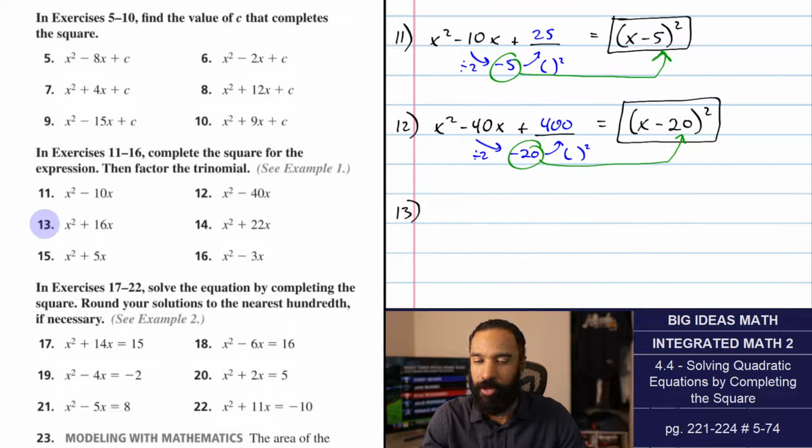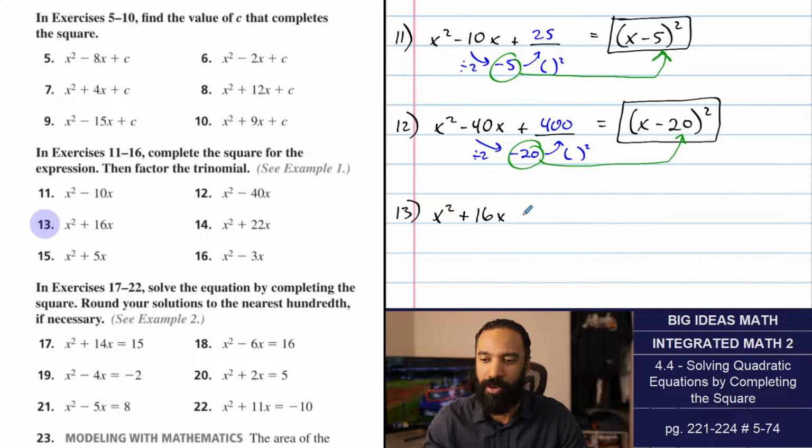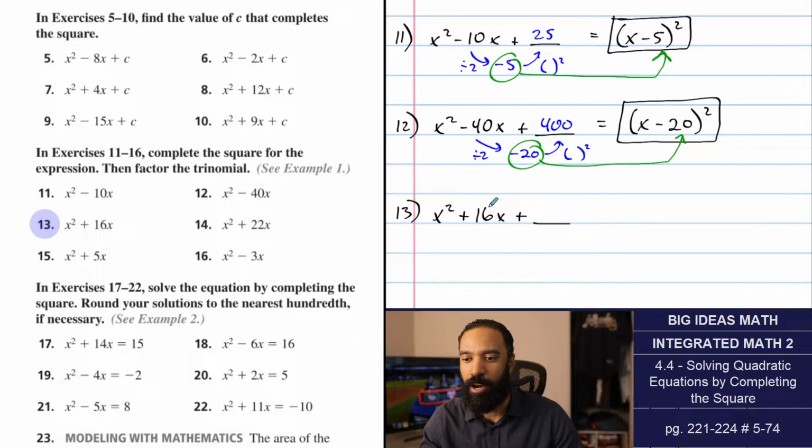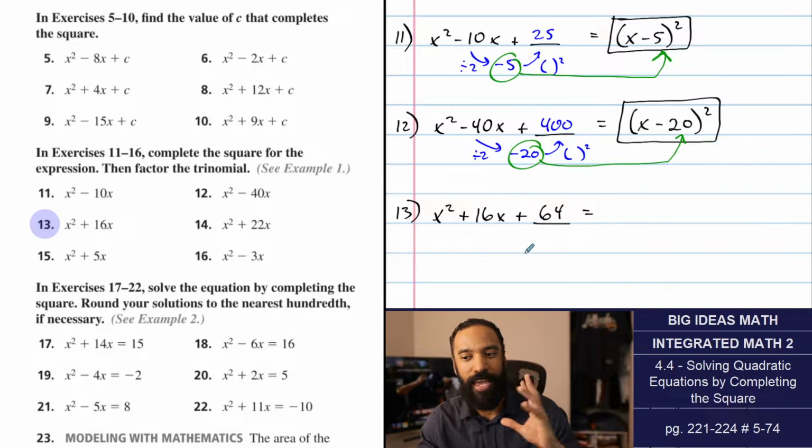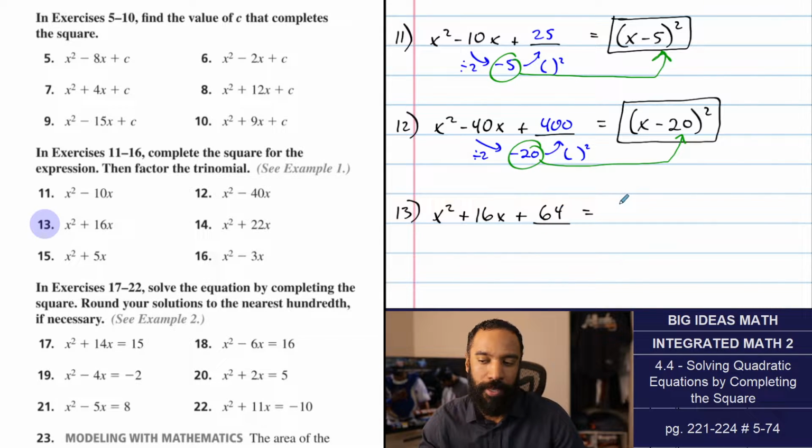So let's take a look at number 13. x squared plus 16x plus blank. Let's see if we can do this all together now. 16 divided by 2 is 8. 8 squared is 64. You divide this number by 2 and square it. You might ask, Mr. Robinson, why is it that specific thing? These are what make perfect square trinomials. Something times itself, something plus itself. Half that number, add it. Anyway, that's the thing. But how does this factor?